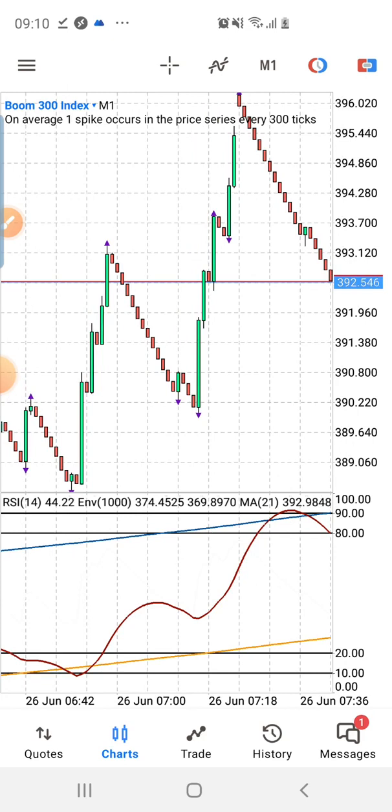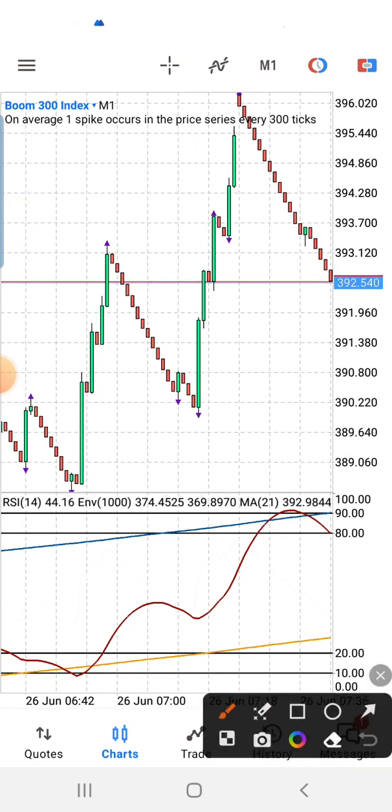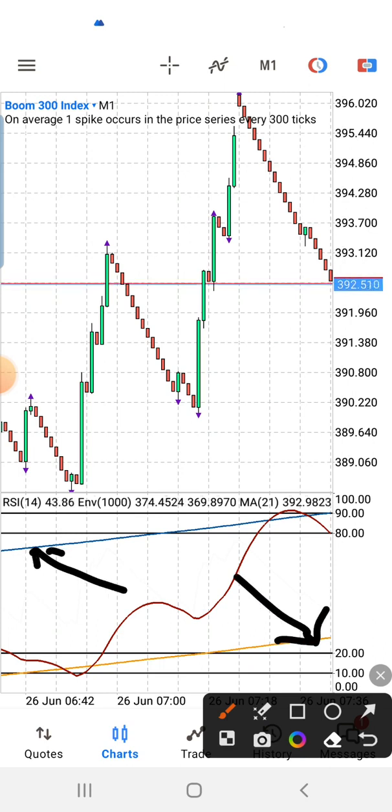So if the envelope, which is this blue line, and the orange line, if they are not at that level 10 or level 90, you should not be doing anything. Even if our moving average, which is this line here, is at level 90, you should avoid taking the trade.